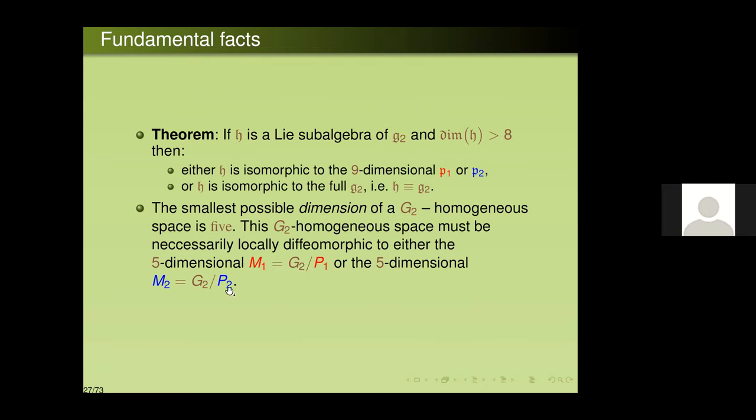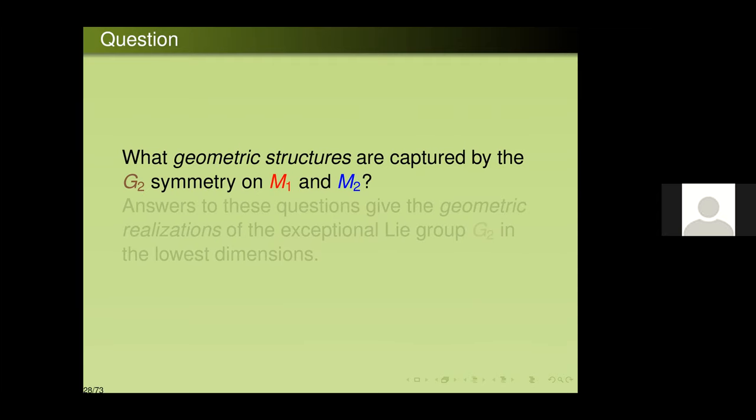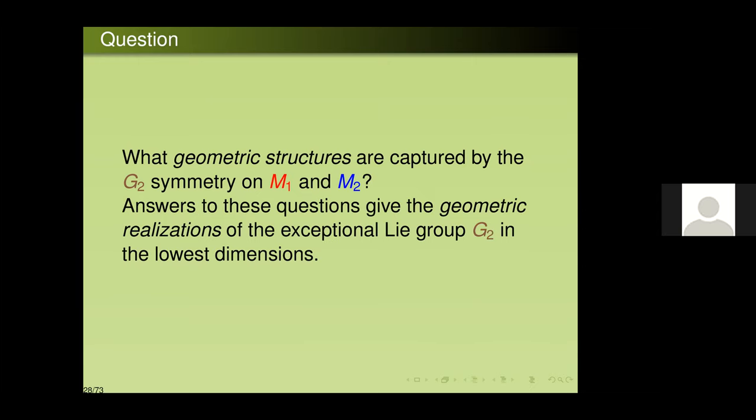Okay. So now I already know that this five-dimensional manifold, on which the geometric structure with this G2 symmetry should exist, should be either G2 by P1 or G2 by P2. So the question is, what are these geometric structures captured by G2 symmetry on M1 or M2? Answers to these questions give the geometric realization of the exceptional Lie group G2 in the lowest dimensions. There will be no lower dimensional realization, because as we know, the largest subalgebra has dimension 9.